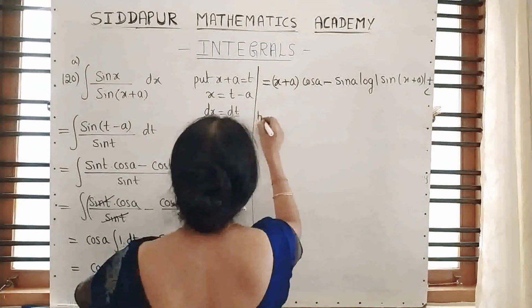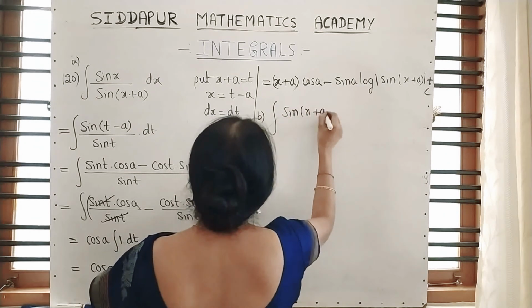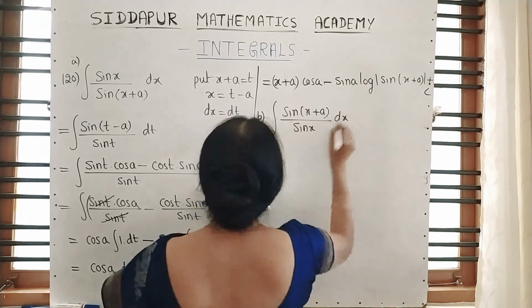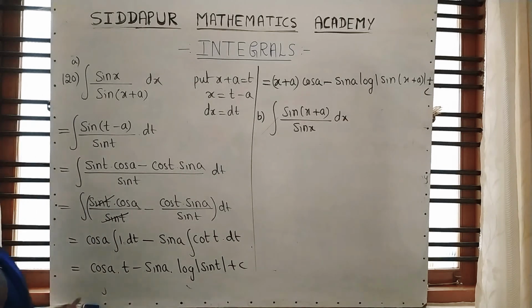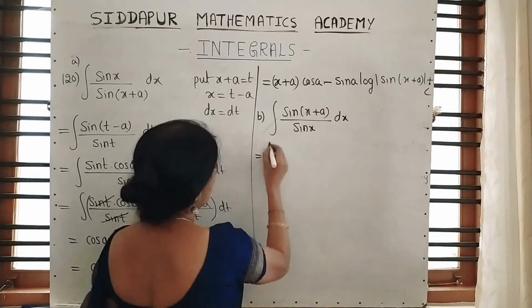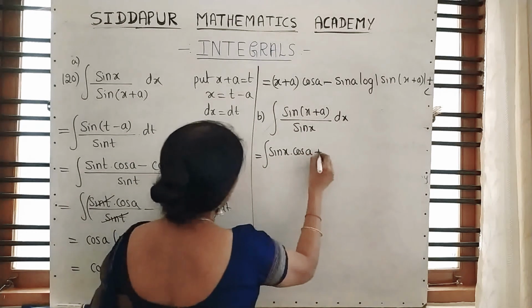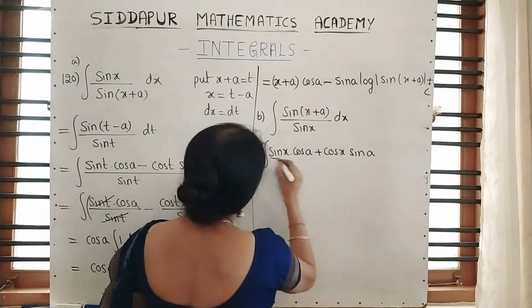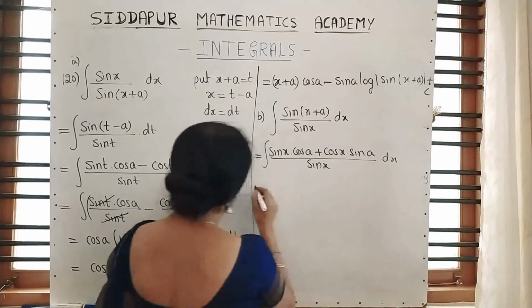Suppose the next question, see what I am giving. Sin of x plus a upon sin x. If the problem is like this, now tell me how you are solving. Is it necessary to go for substitution? No, it is not necessary. Directly we can write it as sin x into cos a plus cos x into sin a divided by sin x, into dx.